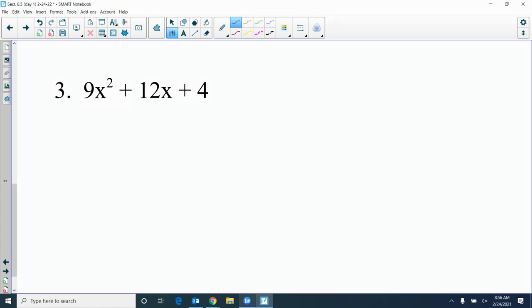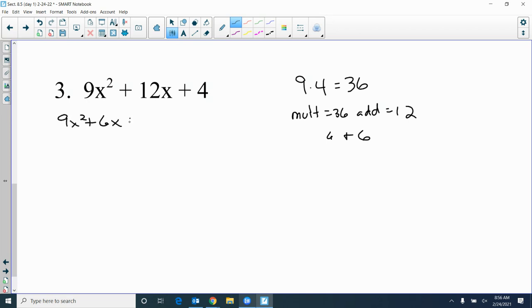Austin, did you get it? Yeah, totally. All right, from what I see, most of you are on the right path. All right, 9 times 4 is 36. Two numbers that multiply to equal 36 and add to get 12. 6 and 6. So now this becomes 9x squared plus 6x plus 6x plus 4.